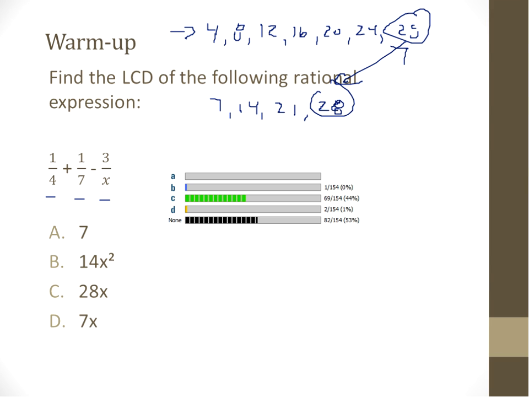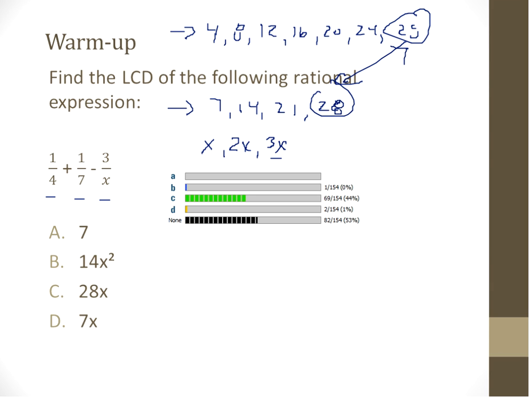So if it helps you to write those multiples out and find the lowest value that's in common with both of them, then do that. Now, the multiples of x are x, and just like you did up here, we did 1 times 4 and 2 times 4 and 3 times 4. So you'd have 2x, 3x, and so forth.